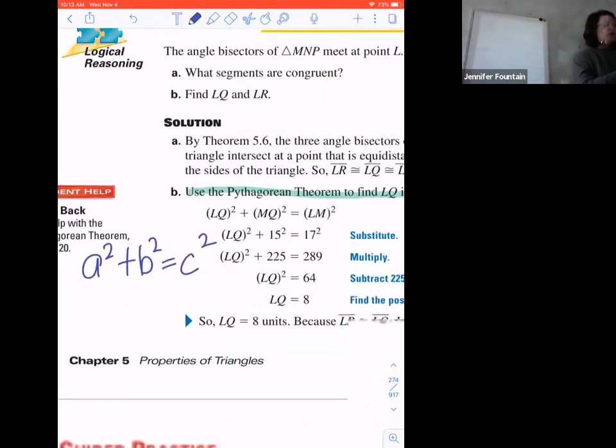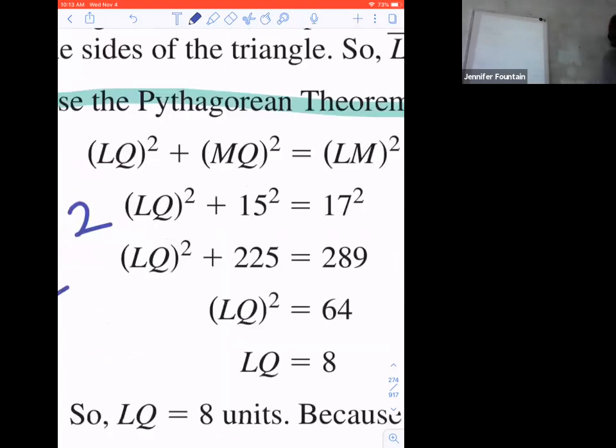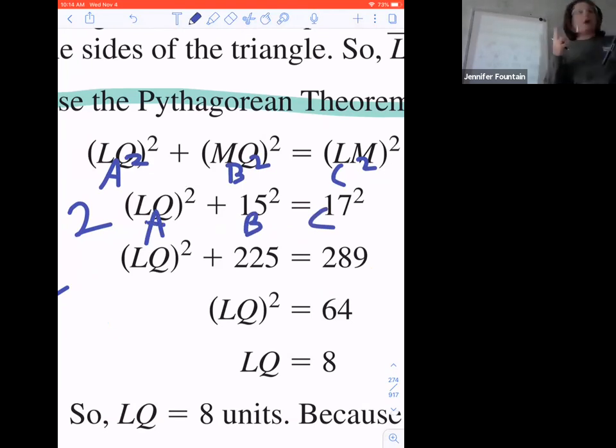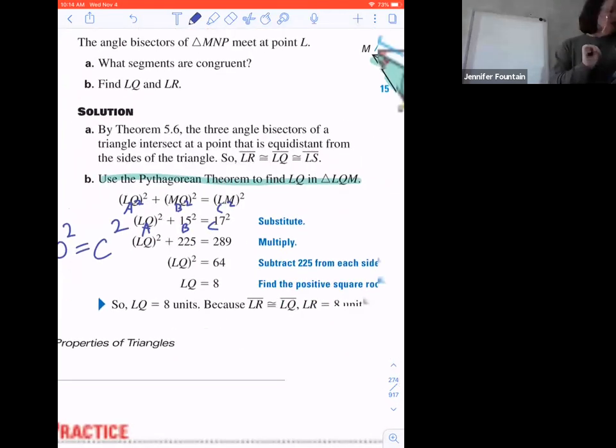So if we look at what we've substituted here, I'm going to have A squared plus B squared equals C squared. I know that my hypotenuse is 17. So again, A, B, and C. I know one leg and I know the hypotenuse, so I have to solve for my other leg. Let's do this.